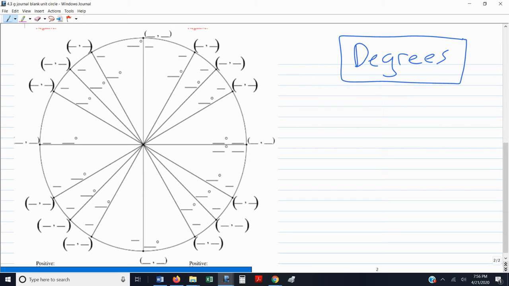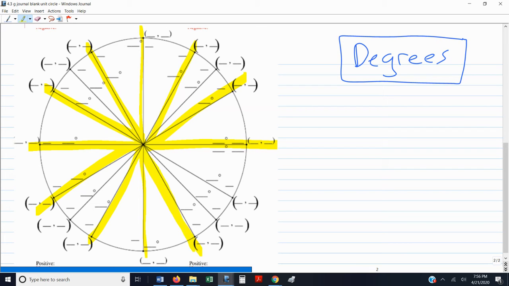So all we're going to look at today is the degrees and the radians. First I'm going to go around by 30 degrees. And remember that that is going to give me every single branch except for those middle branches. Okay, so here we go.